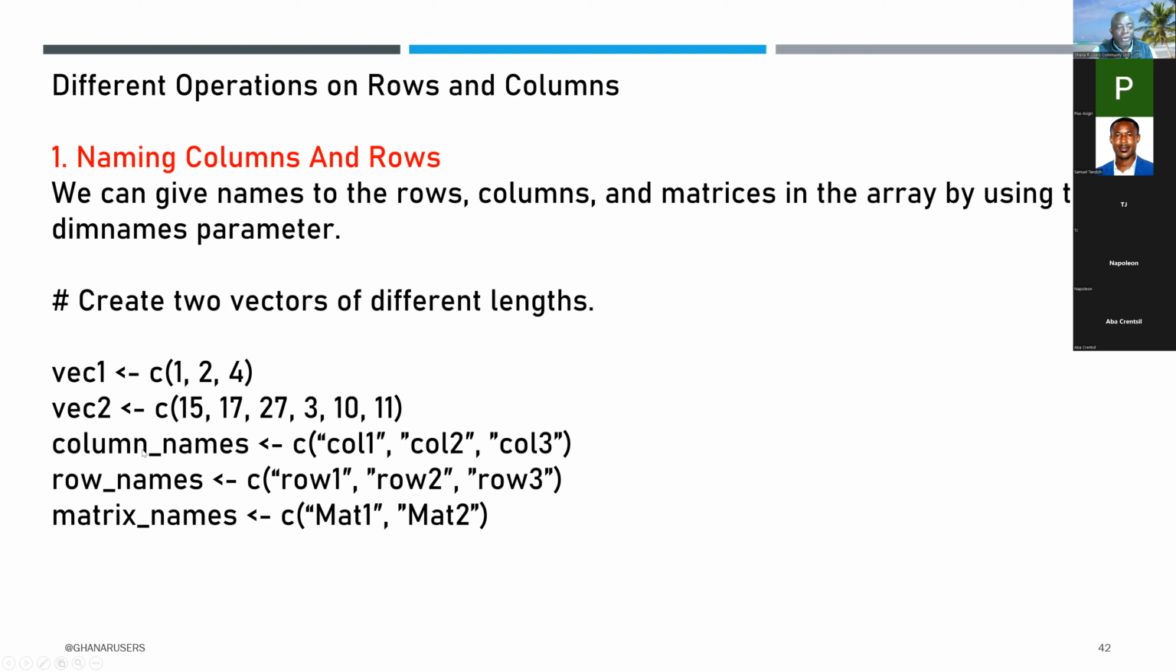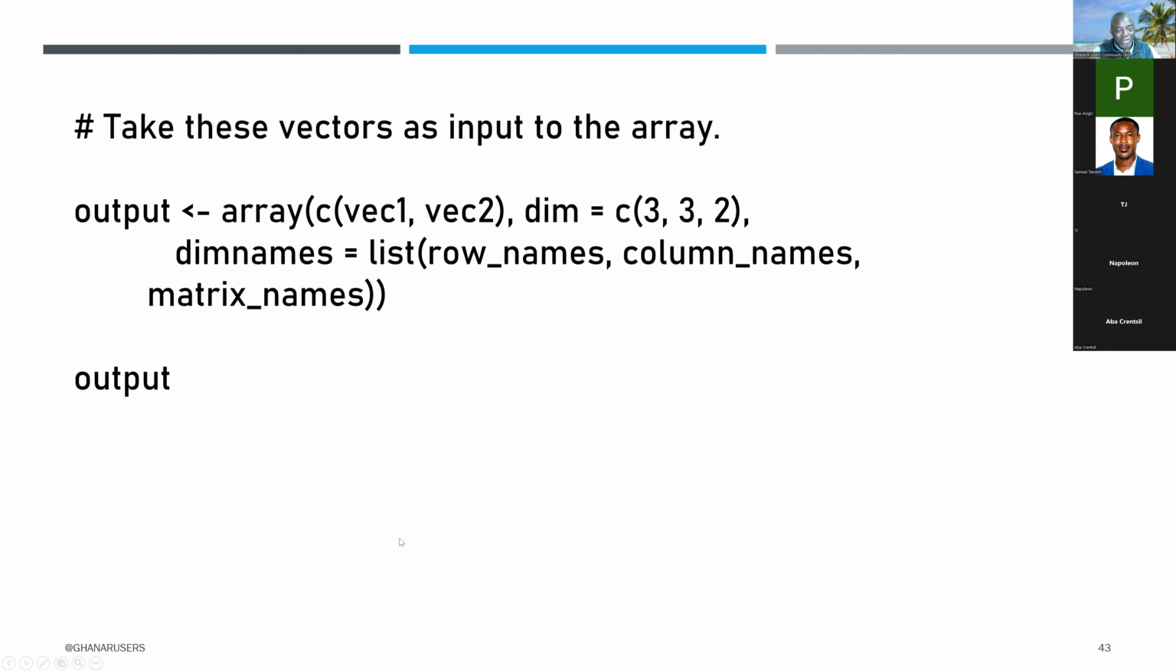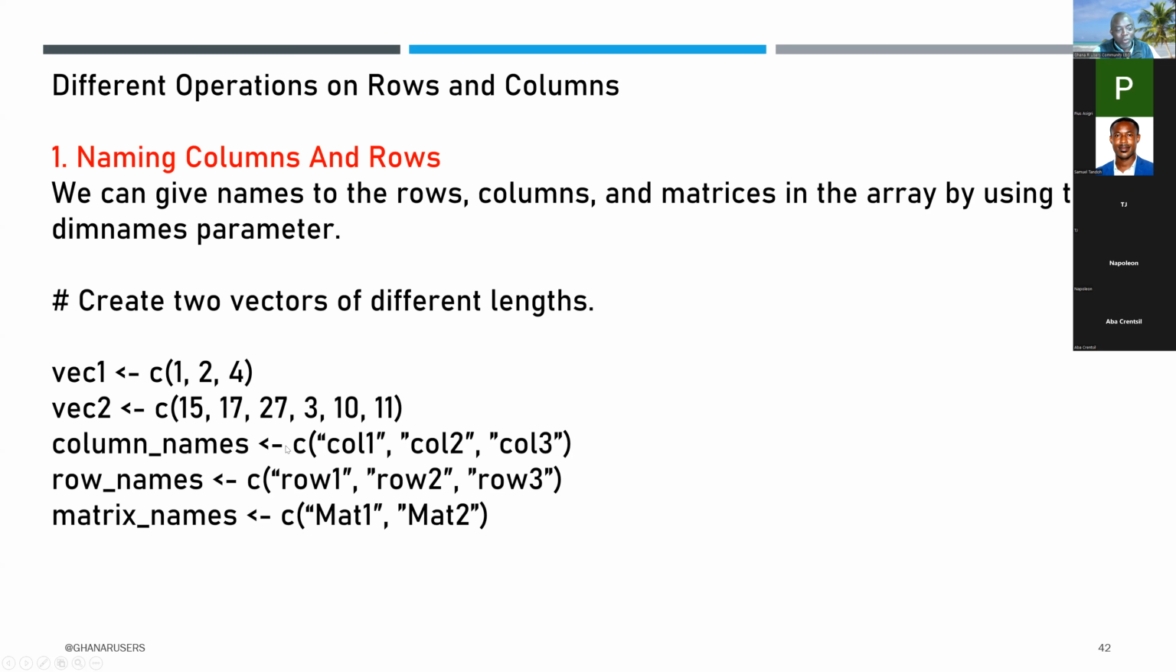Okay, so now, naming columns and rows. We can give names to the rows, columns, and matrices in the array by using the dimension names parameter. Now let's repeat the experiment we did. We create two vectors, vector 1 and vector 2. Now we want the column names to be column 1, column 2, column 3. The row names: row 1, row 2, row 3. Now, if we combine the two matrices, the names of the matrices should be matrix 1, matrix 2. Let's see how we are going to combine this with their names.